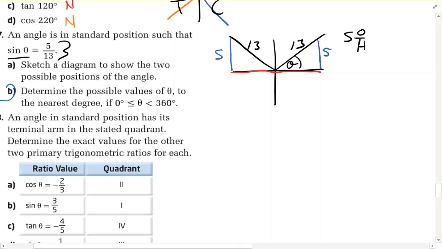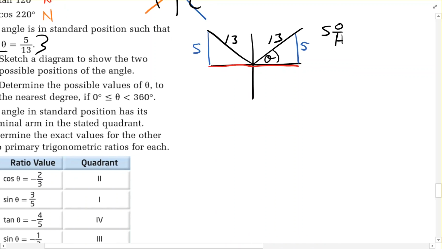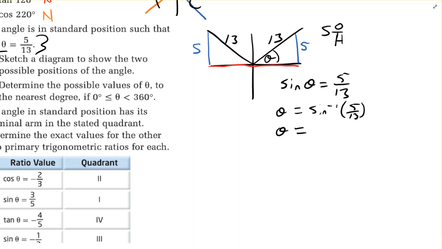Now for B, it says determine the possible values of theta. Well, let's do the sine ratio now. Sine theta is equal to 5 over 13, so theta is equal to sine inverse of 5 over 13. Theta is 22.6 degrees, so let's say theta is equal to 23 degrees. All right, so that's the first one. We've already kind of figured that out. So one possible value is 23 degrees.